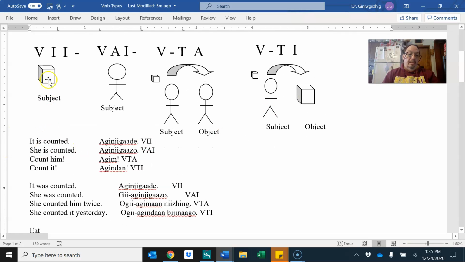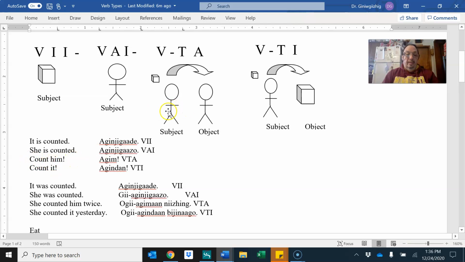It is counted. It's not doing anything to anybody or anything. It is counted. Therefore, it's VAI. Aginjigade. She is counted. VAI. She didn't say she's counting her or she's counting it. She's just counting. Minding her own business, counting. Could be counting in her head, or just practicing numbers or something.